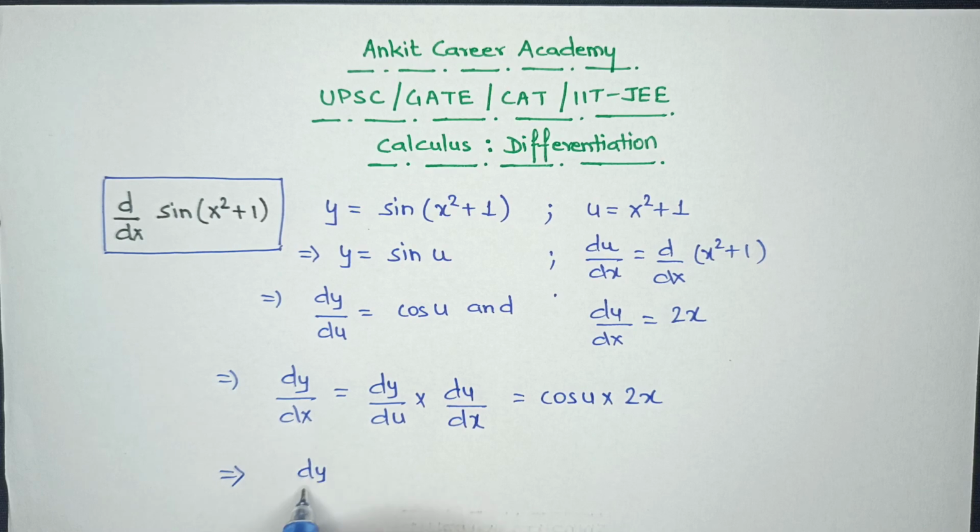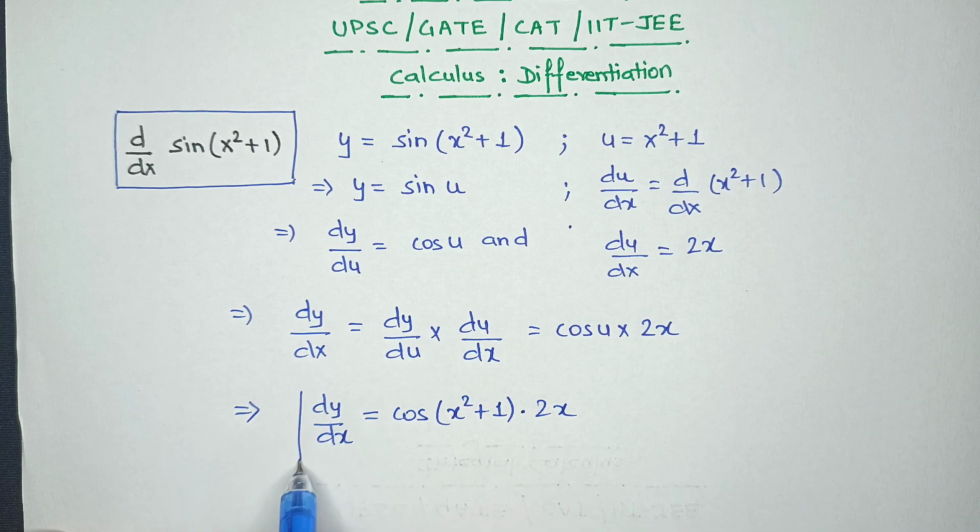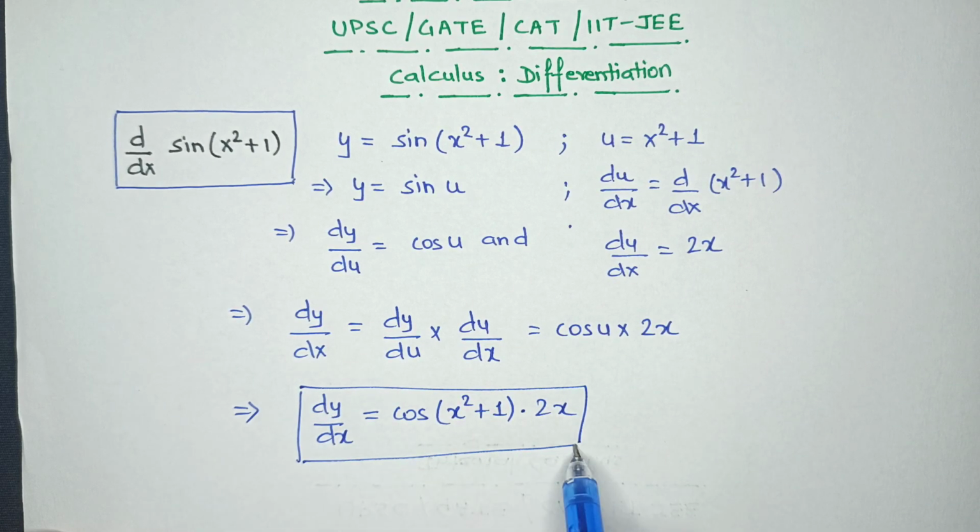So the value of dy by dx would be equal to cos of u. Now the value of u is x square plus 1, so this is cos of x square plus 1, multiplied by 2x. So this right here is the final answer that we were looking for.